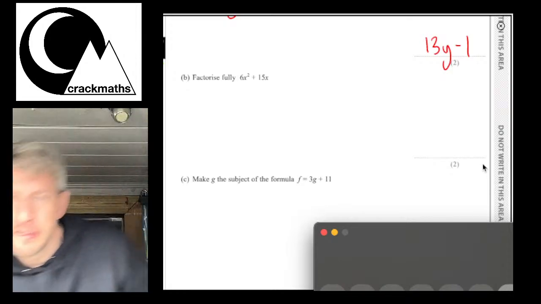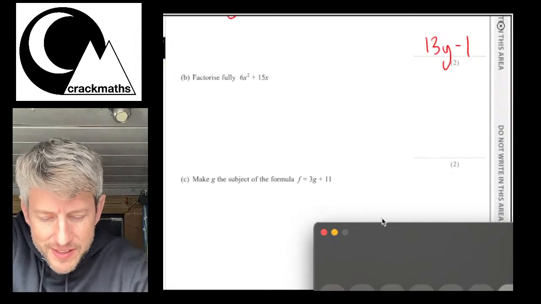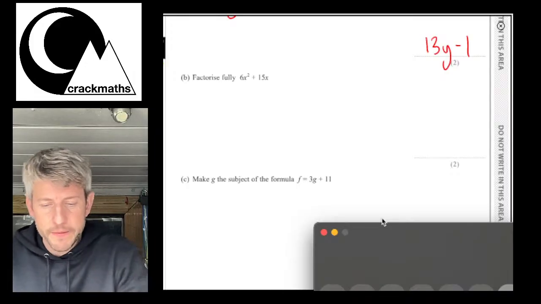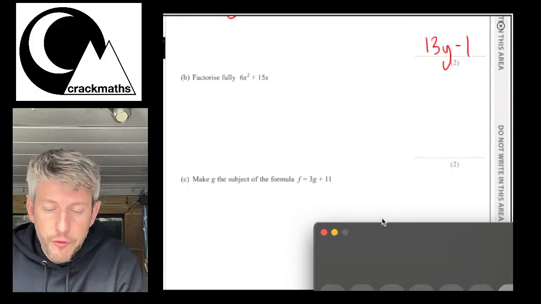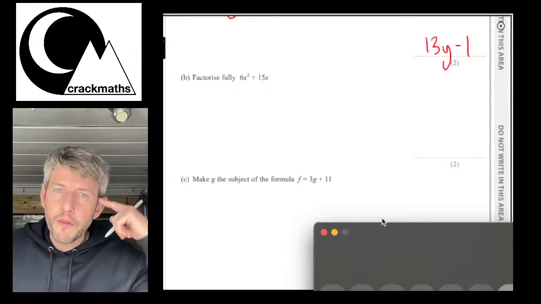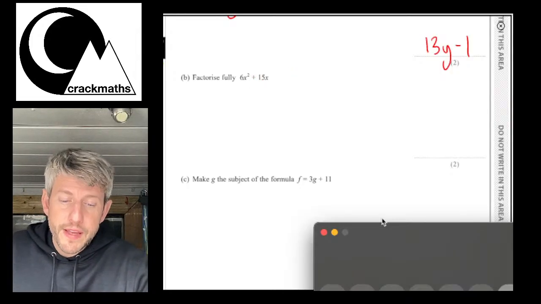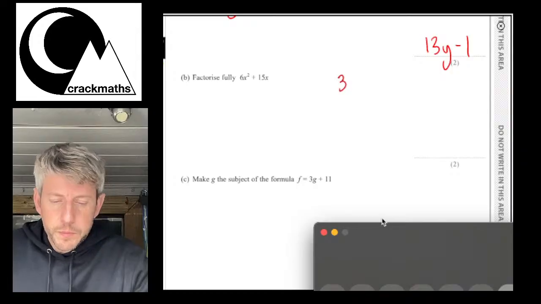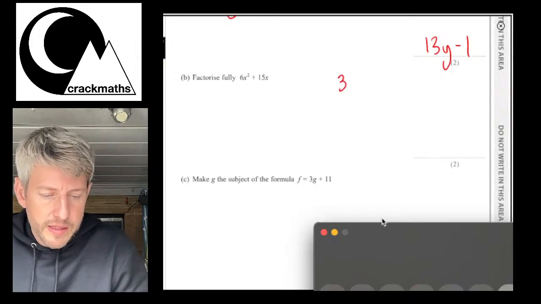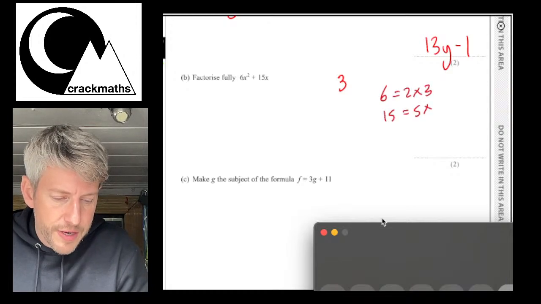Sorry about that. Right, okay, so next here we've got factorise fully. This means to take the things back out of the bracket. I see I've got a 6 here and a 15 here, so I've got to think about the factors of 6 and 15. I know that both of these numbers can be divided by 3, so 3 is something I can take out as a factor. 6 equals 2 times 3, and 15 equals 5 times 3.